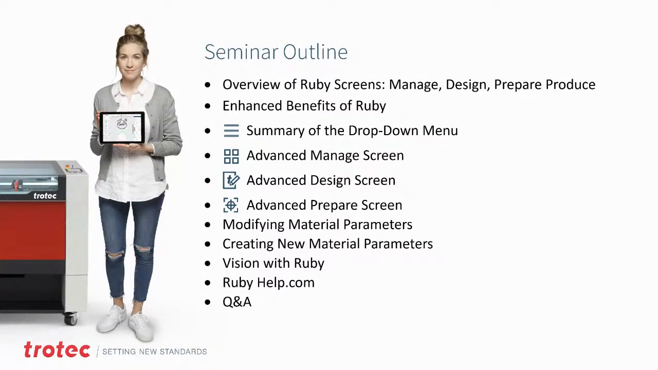And then we're also going to go through and do an advanced tutorial of the design screen as well as the prepare screen. I'm also going to cover, which we did not cover in the last course, how to modify material parameters and create new material parameters within Ruby. In addition, something that was not covered in the first course was how to use Vision with Ruby, how to calibrate it, how to set it up, as well as how to operate it with a finished project.